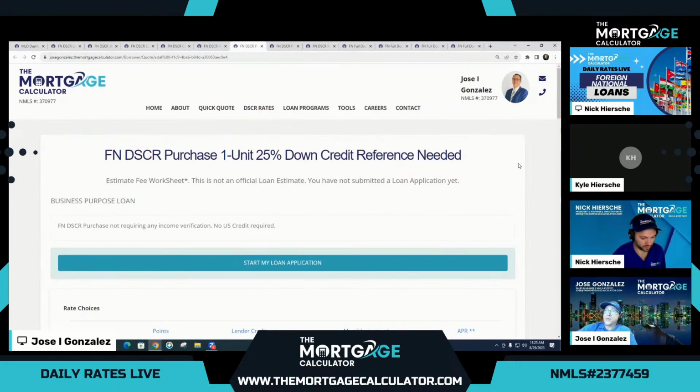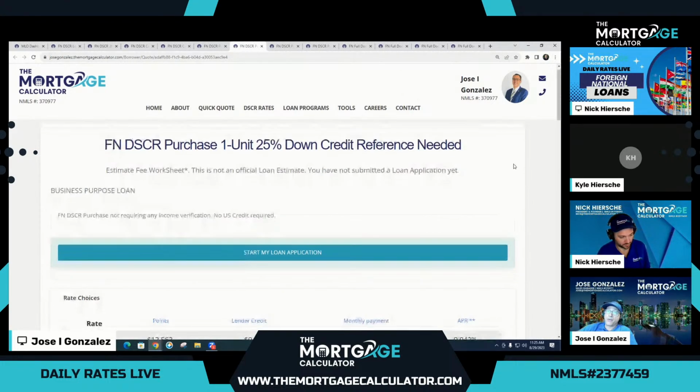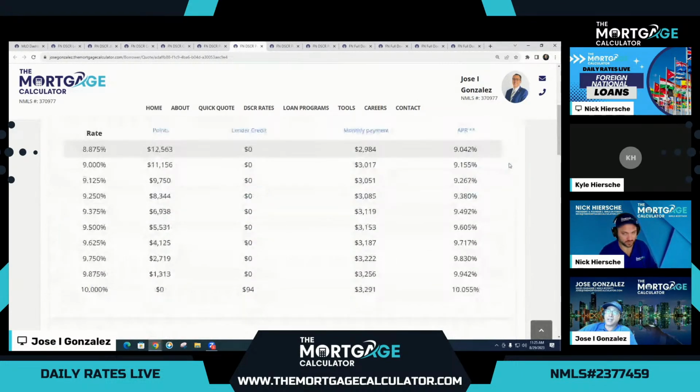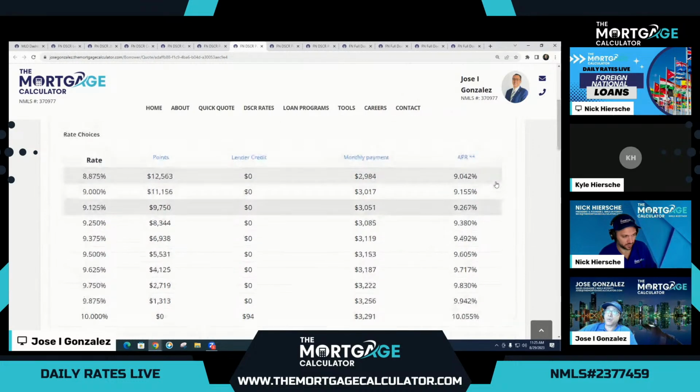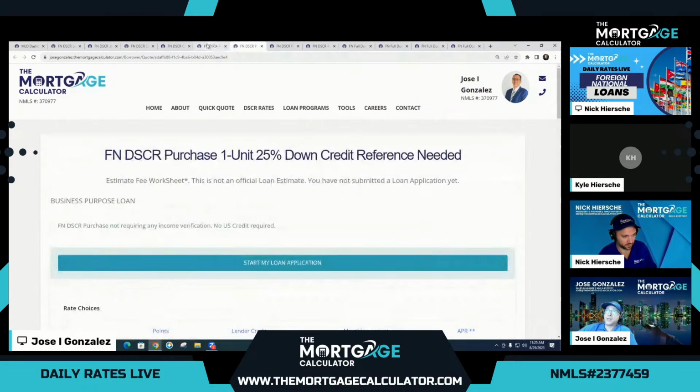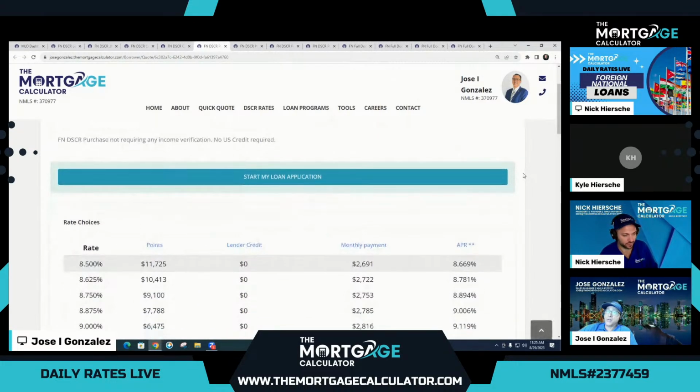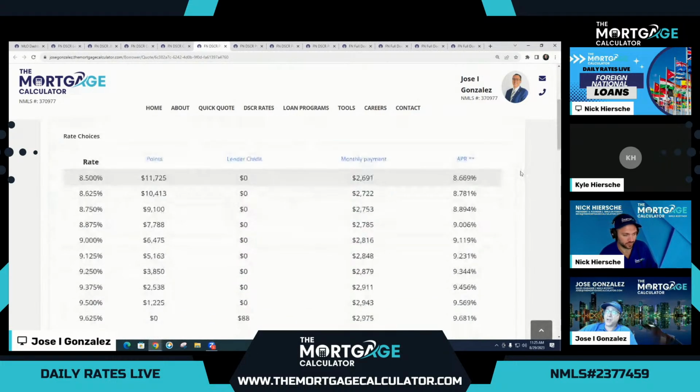So our 1 unit with credit reference on the DSCR, we do get 10% with a $94 lender credit, 8.875 as our lowest rate option. And our 1 unit 30% credit reference, a little bit of a betterment there, 9.625 with a lender credit, 8.5 lowest cost option.